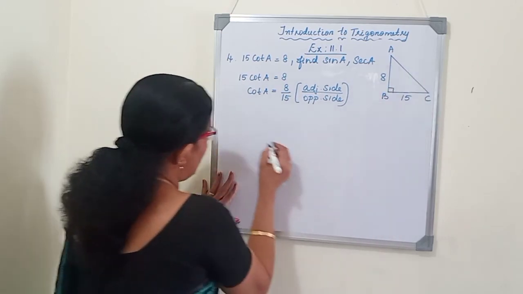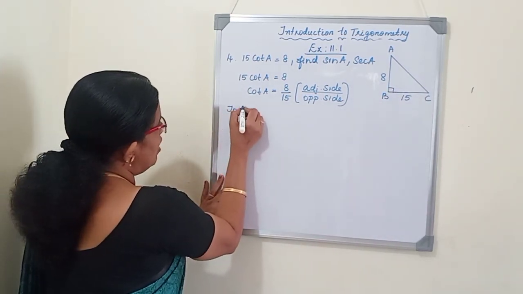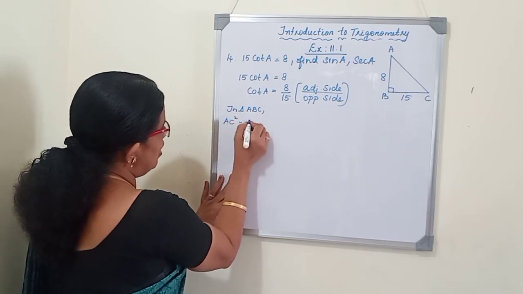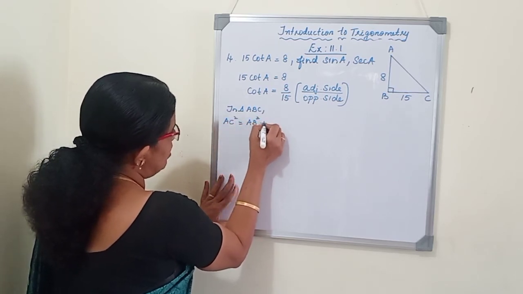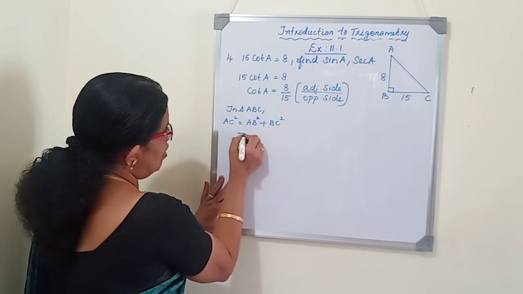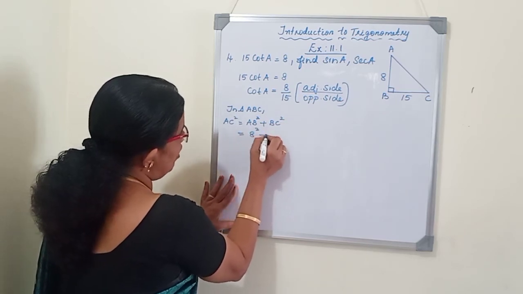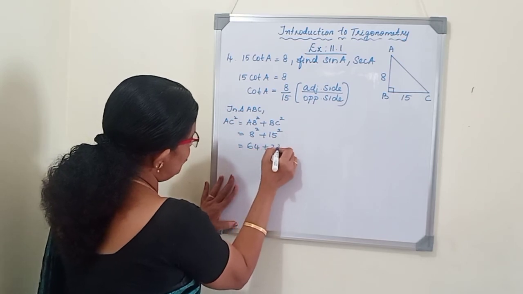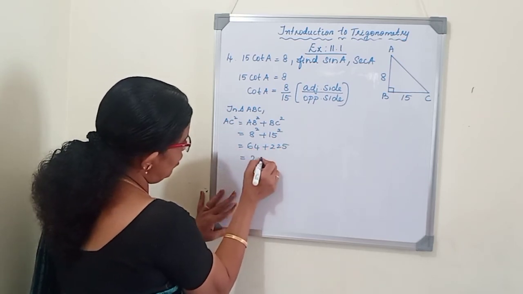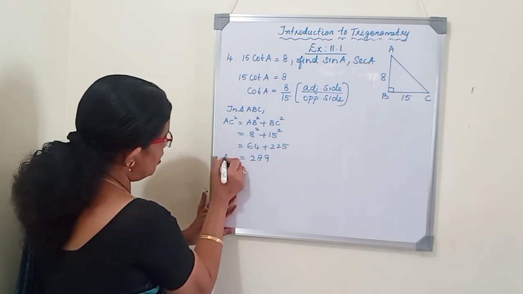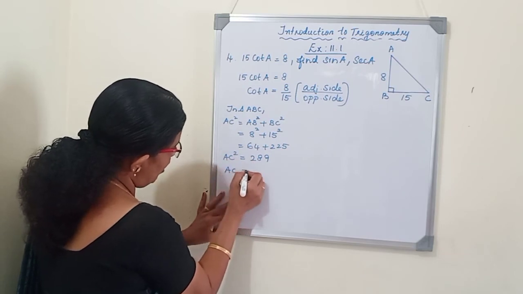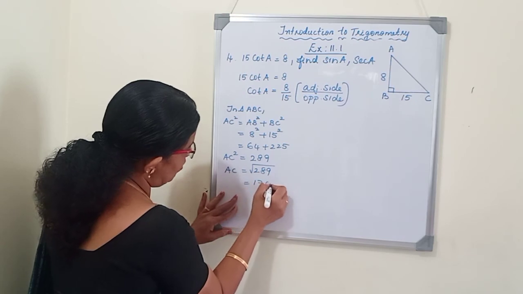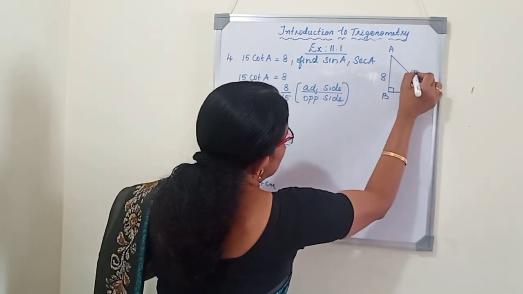Now, we will find AC. In triangle ABC, AC square equals AB square plus BC square. AB square is 8 square and BC square is 15 square. 64 plus 225, it is 289. AC square equals 289. AC is square root of 289. It is 17 centimeter. So, AC is 17.